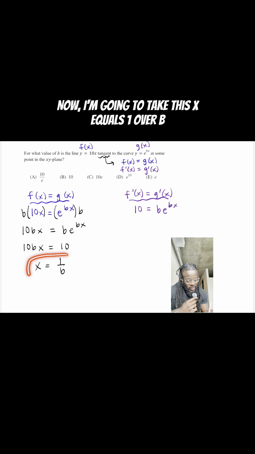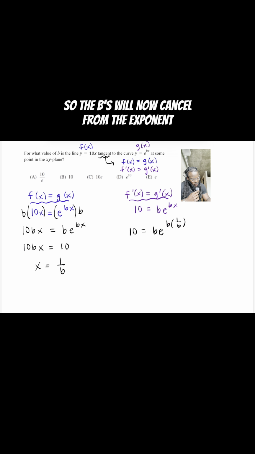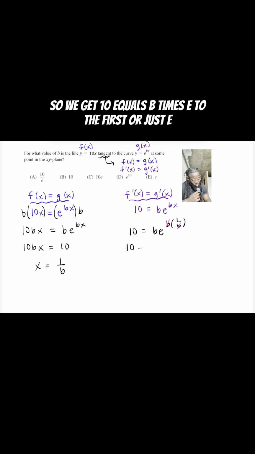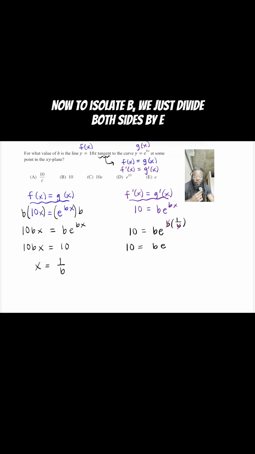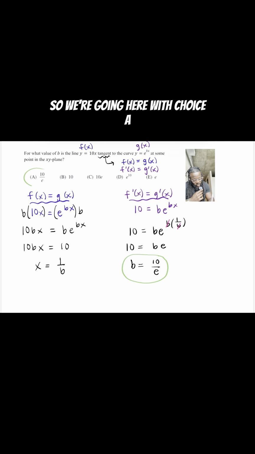Now I'm going to take this x equals 1 over b and plug it into the x in this equation so we can solve for b. So the b's will now cancel from the exponent. So we get 10 equals b times e to the first, or just e. Now to isolate b, we just divide both sides by e. So b is 10 over e. So we're going here with choice A.